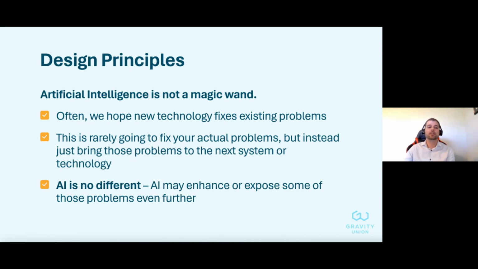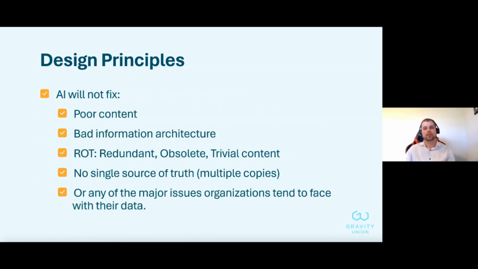So you need to be thinking about those problems that currently exist today and how you're going to address them before AI will give you the most benefit and value. So, right, AI is not going to fix poor content. It's not going to fix bad information architecture. So if your content is not well organized, not well tagged, if your security is not in place, it's not going to fix those things. It's not going to fix your rot.